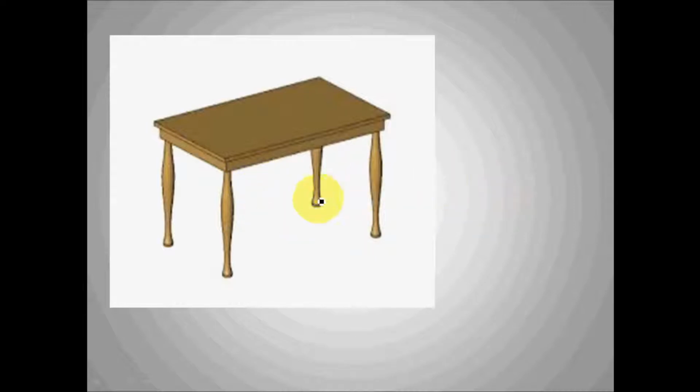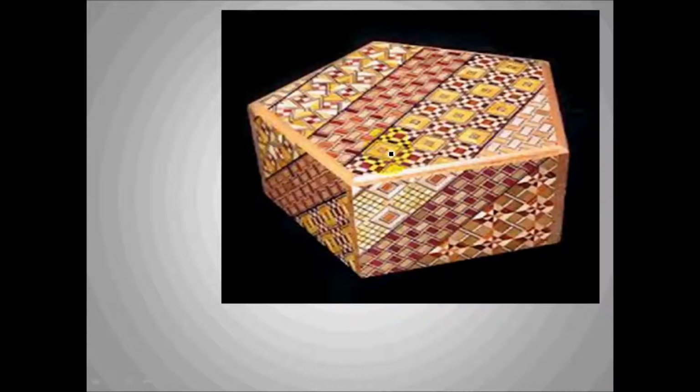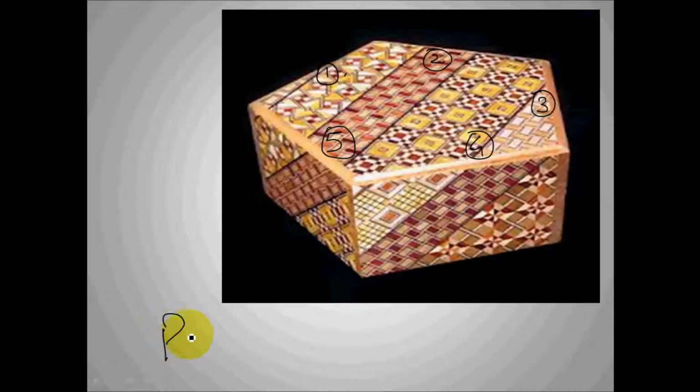Next is, this is a table. What shape it is? It is a rectangle. As the adjacent sides are not equal but the opposite sides are equal, so it is a rectangle. Next is, this is a box. Let's see how many sides it has. 1, 2, 3, 4, 5. Wow, this is a pentagon because it has 5 sides.